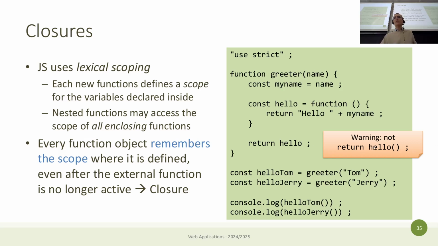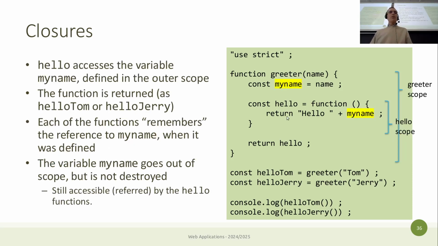Yeah, just be careful. You shouldn't return hello with the brackets, because this calls the function. We are not returning the result of calling the function here. We are returning the reference to the function. If we put the brackets, it means we are executing the function. So basically, we are returning a string, and this example doesn't work anymore, okay? So this is all the explanation, okay?